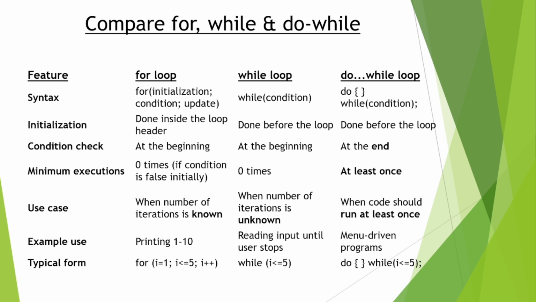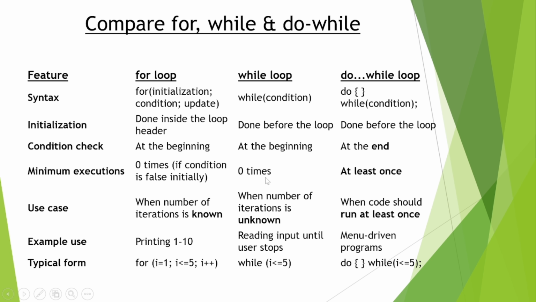And finally we are going to compare among for, while and do while loops. First, syntax. Look at the syntax. For: initialization, condition, and update. Here while: condition, update will be inside the loop, initialization before the loop. Do: initialization first, then do, then code body, and then the condition. Initialization I have already explained. Condition is checked at the beginning for while, at the end for do while. That is why while is called an entry control loop and do while is called an exit control loop.